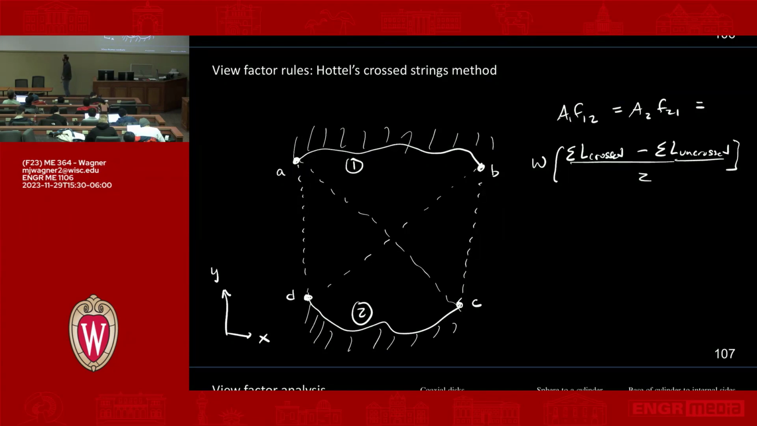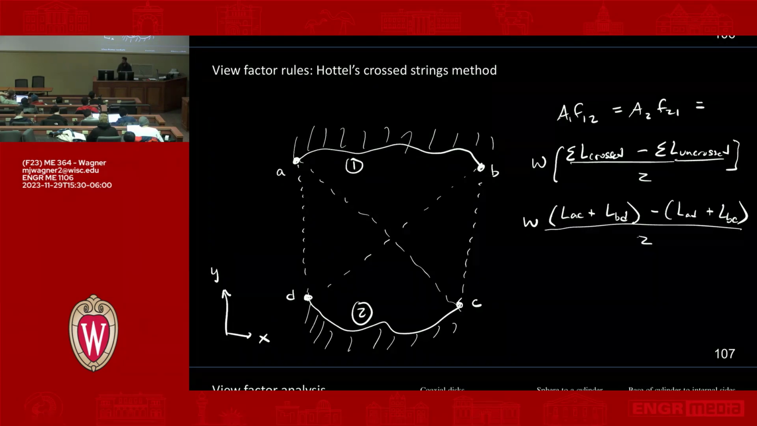It's kind of interesting. So the way that this would actually play out would look something like this. It would be W times LAC plus LBD minus LAD plus LBC, all divided by 2. Right, the W is multiplying everything out there. Right, that's for this example.